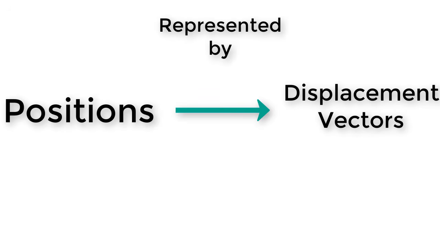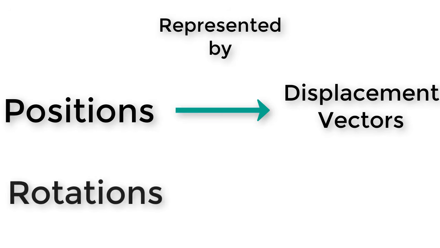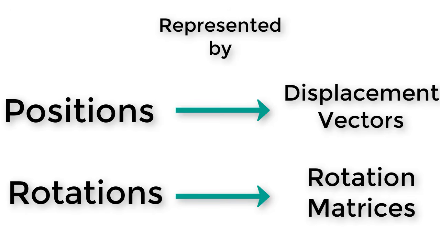In the study of robotics, we have a particular way to represent each of these things: positions and rotations. We represent positions using something called a displacement vector, and we represent rotations using something called a rotation matrix. Today we're going to address rotation matrices, and next time we're going to be looking at displacement vectors. In order to explain rotation matrices, I have to first make sure that you understand the concept of a projection.